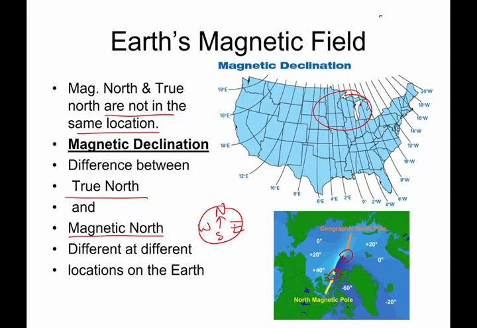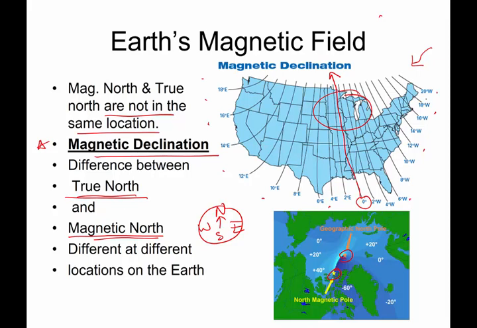That difference between true north and magnetic north is called magnetic declination. And again, that's a word you should know. This map here shows how much magnetic declination there is depending upon where you are in the United States. If you live in our part of the country, magnetic declination is 0, meaning true north and magnetic north are both aimed straight up towards the top of the ball.